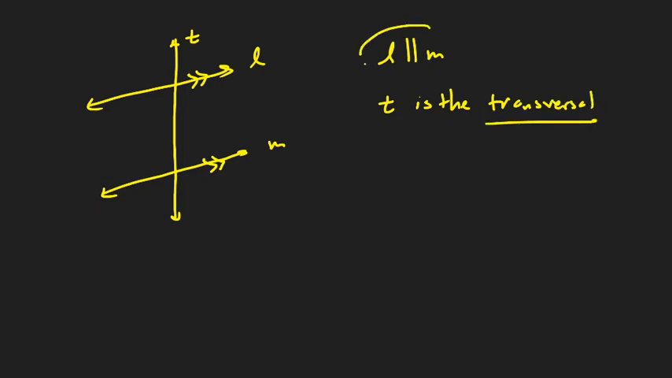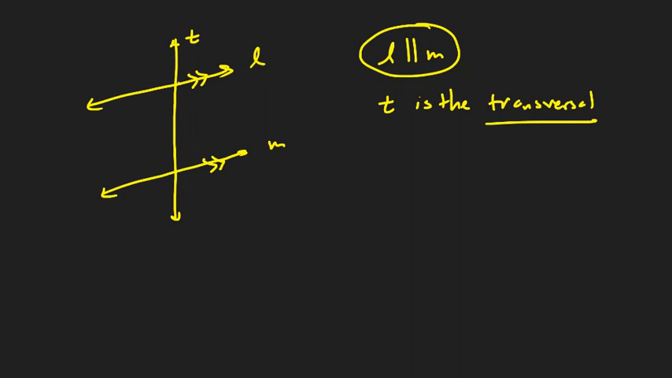So L is parallel to M. There's your symbolism that you'll see in a sentence. Here's your picture, and T is your transversal. Now, when you have these two parallel lines cut by a transversal, you create 8 angles.